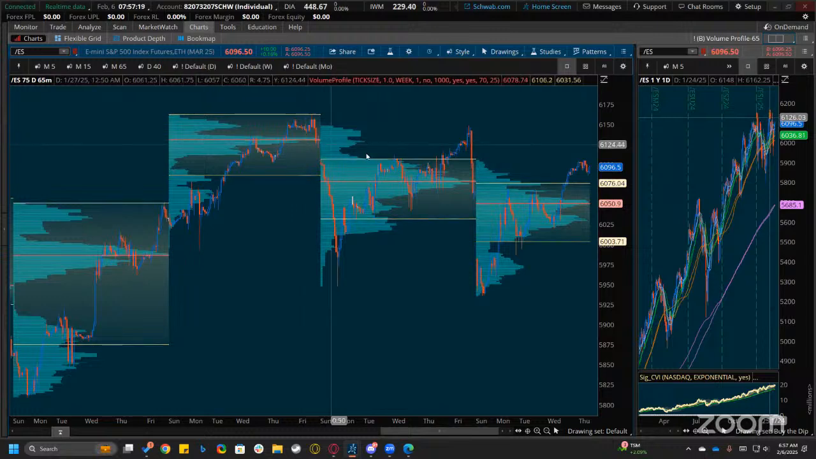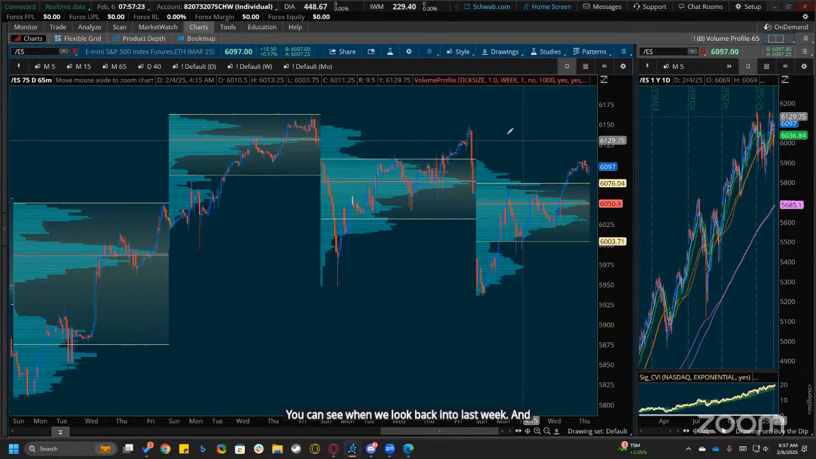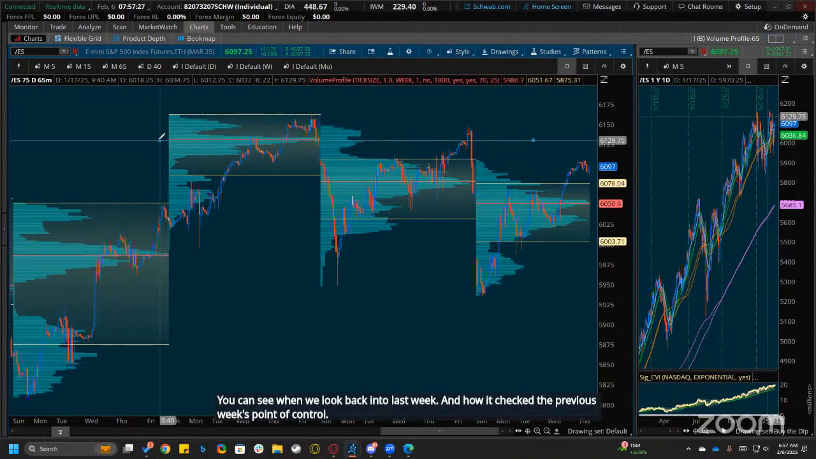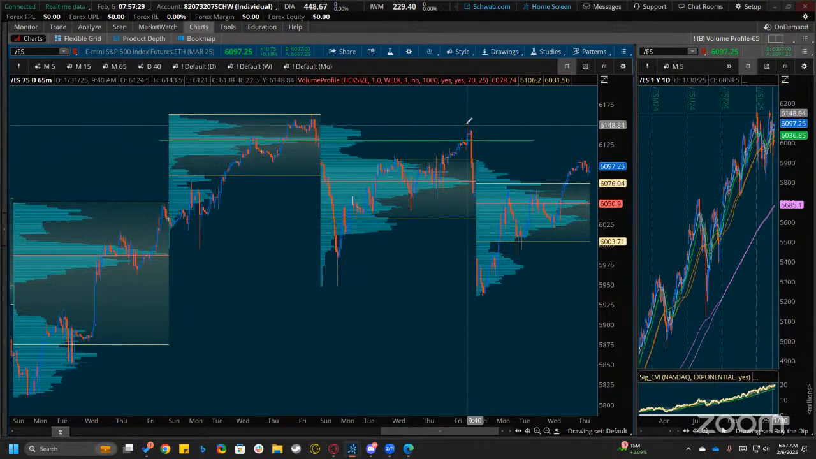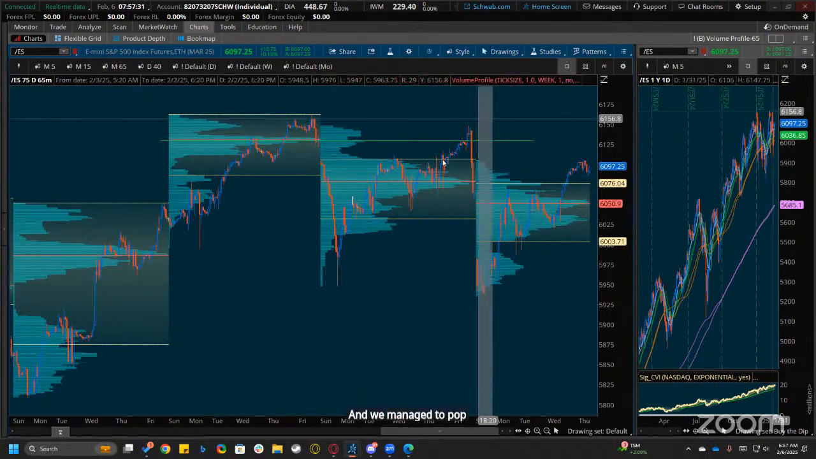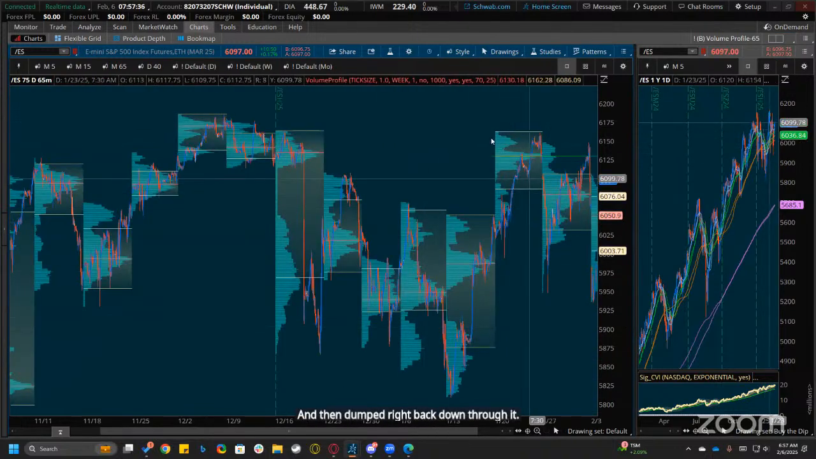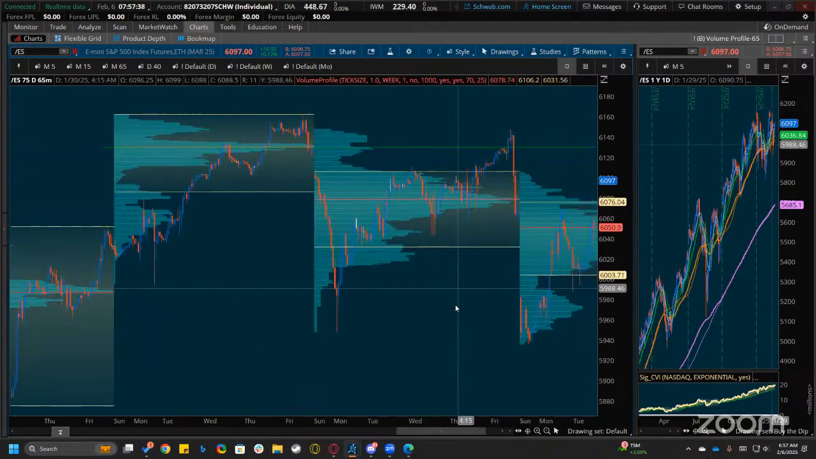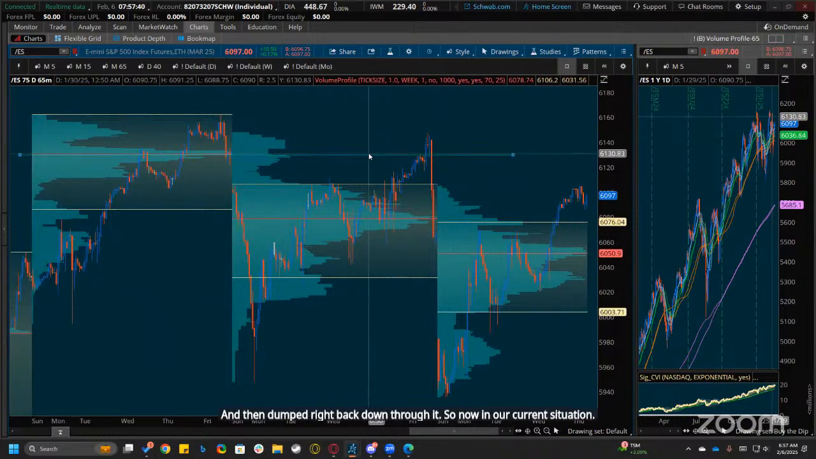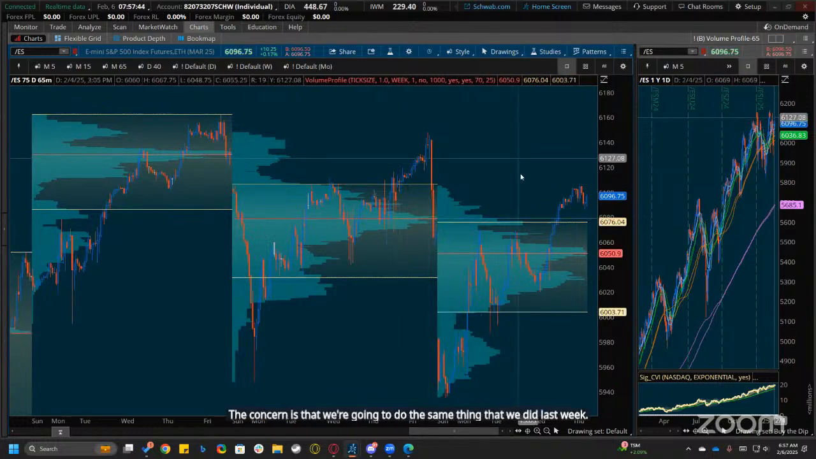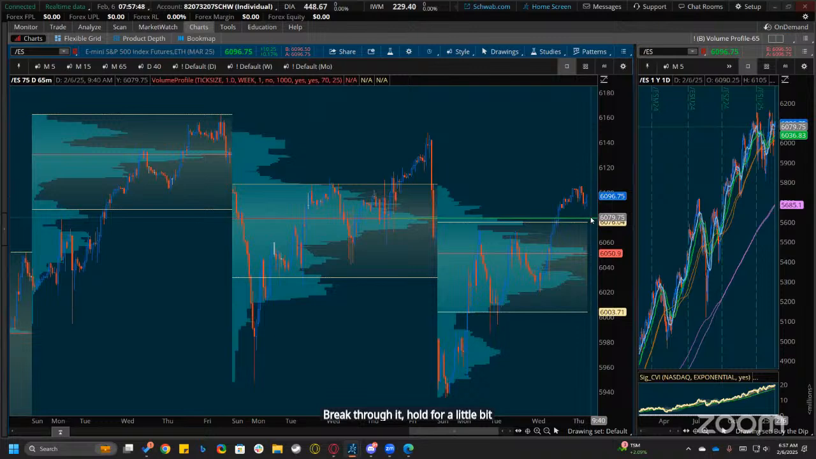You can see when we look back into last week how it checked the previous week's point of control, and we managed to pop through it for just a little bit and then dumped right back down through it. So now in our current situation, the concern is that we're going to do the same thing that we did last week. Break through it, hold for a little bit, and then dump back down through it.